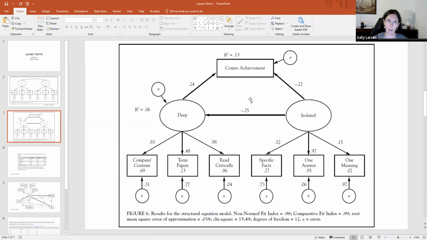And once the arrows are directional, the idea in structural equation models is that that's now a causal relationship. And so that's where you run into problems sometimes with cross-sectional data.